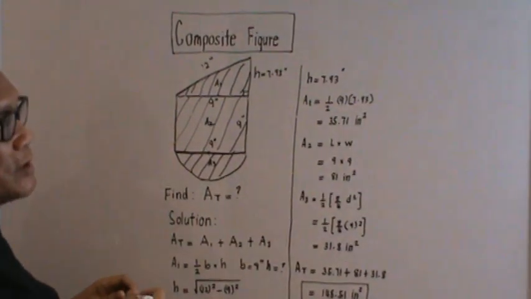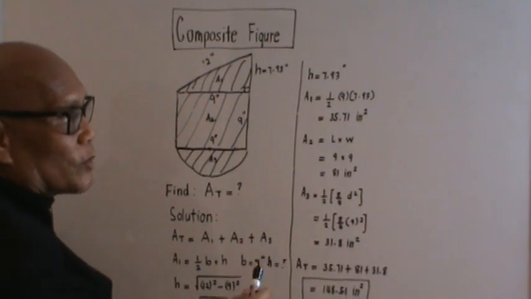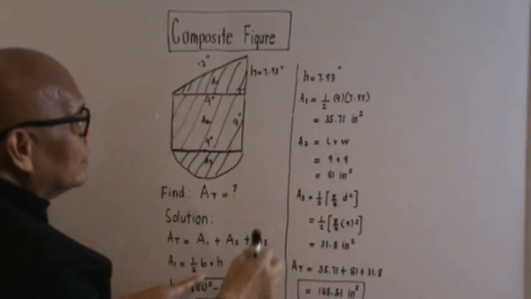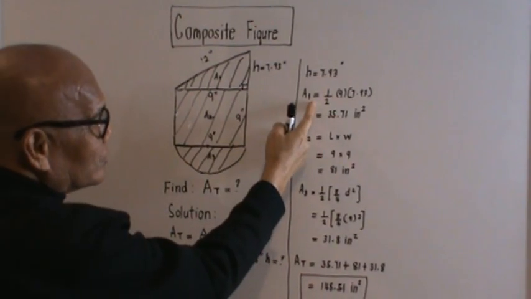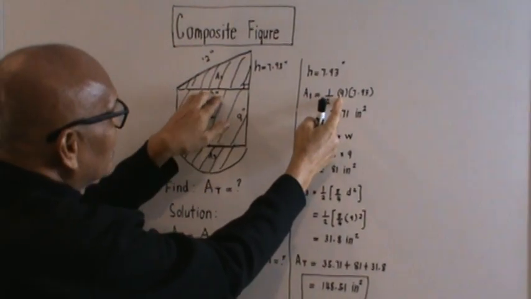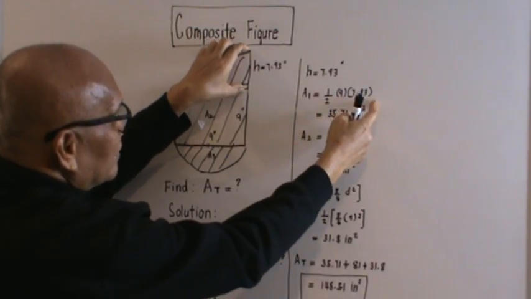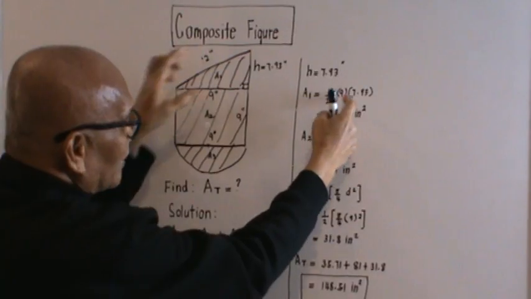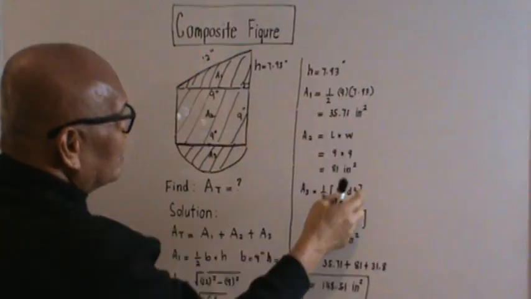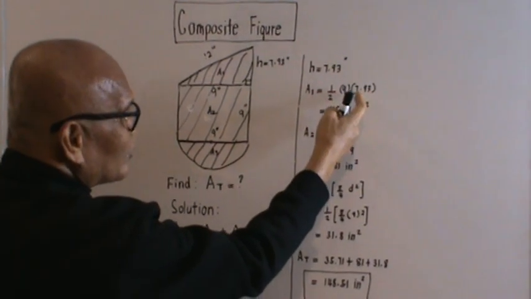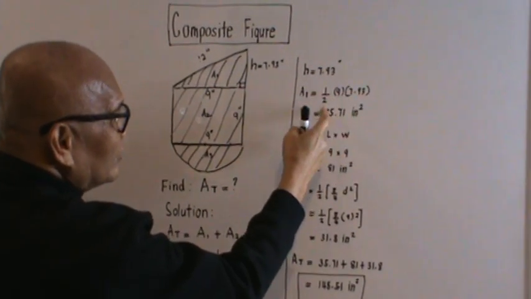So we can now proceed with the computation of area number 1, the top portion. Area number 1 will be given by this formula: 1/2 of the base, which is 9, times the height, which is 7.93 inches. We take the product of this divided by 2. So this is approximately 9 times 7, almost 8, is 72 over 2.